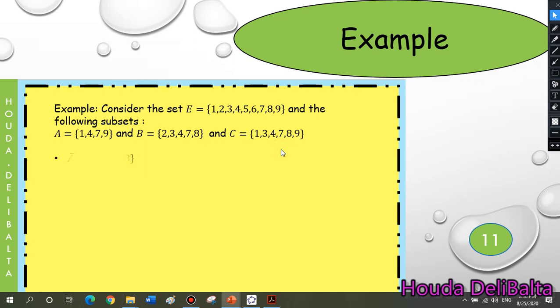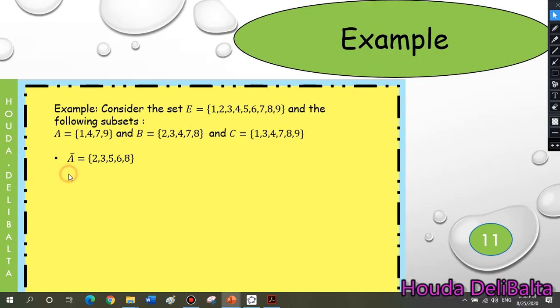So if we have to find A bar, which is the complement of A in E, all we have to do is search for the missing elements that are not found in A but are in E. So what are the elements in E and not in A? They are 2, 3, 5, 6, and 8, and this is what we call the complement of A, which is A bar.